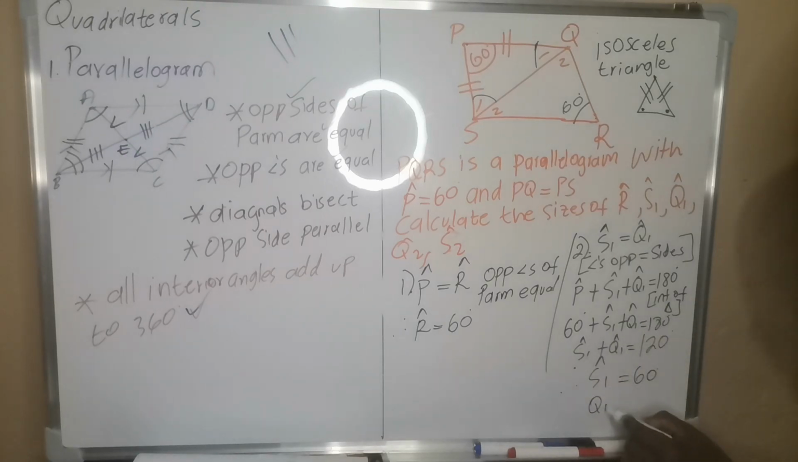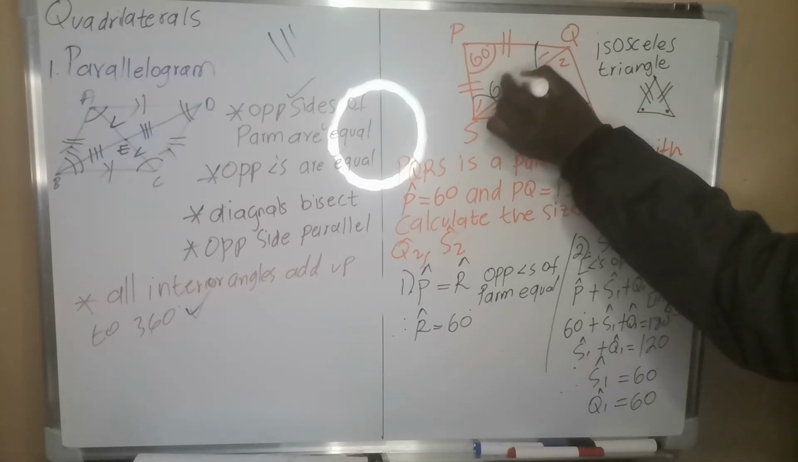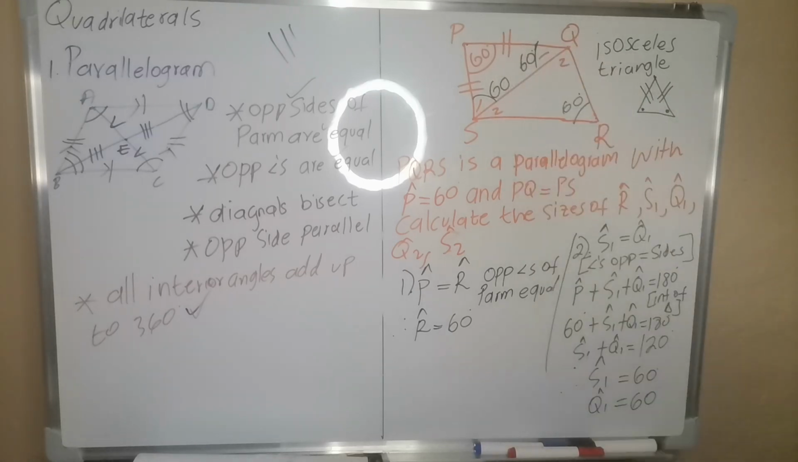Even Q1 is going to equal 60 degrees. S1 is equal to Q1, 60 and 60. If I add S1 and Q1, they give me 120, so each angle is equal to 60 degrees. 60 plus 60 is 120. Therefore, here we're going to have 60 and 60. I've answered S1 and Q1. I'm left with Q2 and S2.